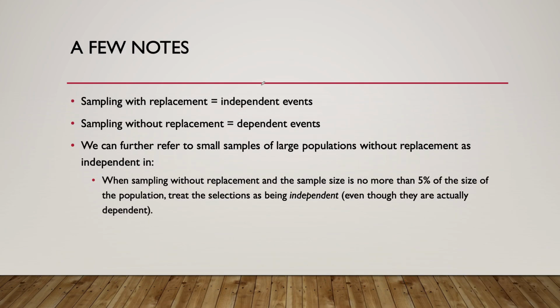Sampling with replacement is referred to as independent events, and sampling without replacement is dependent events. We can further refer to small samples of large populations without replacement as independent when the sample size is no more than 5% of the size of the population. When that occurs, we could treat those selections as independent, despite the fact that they are technically dependent.